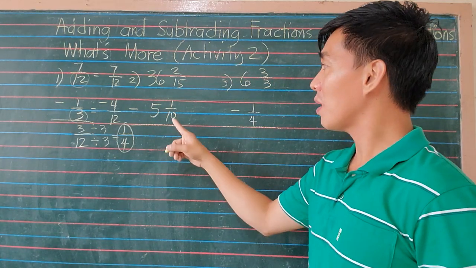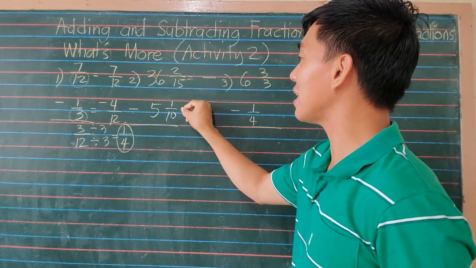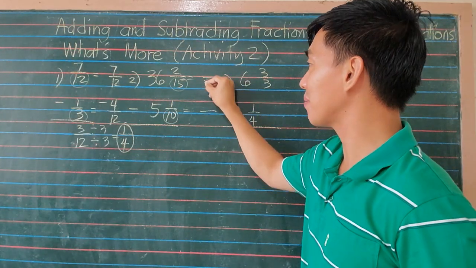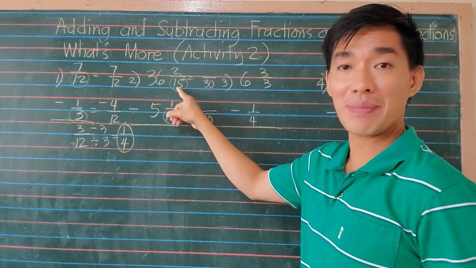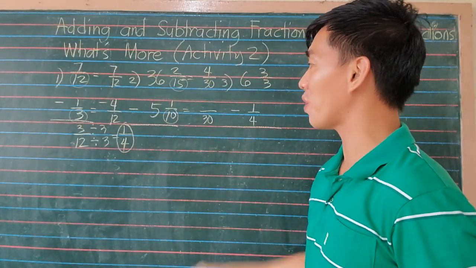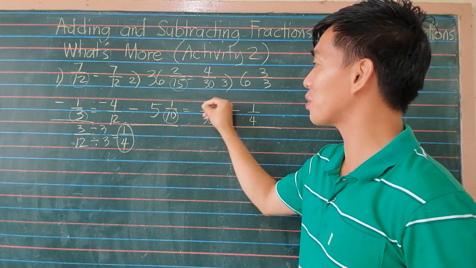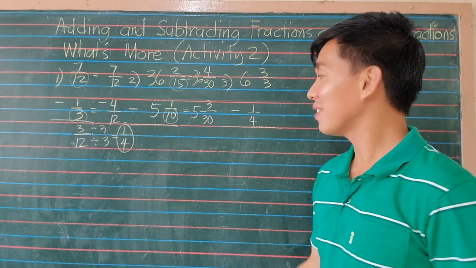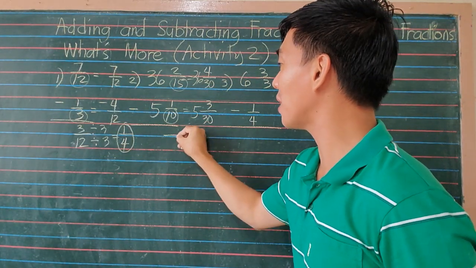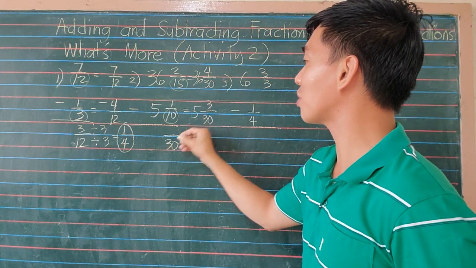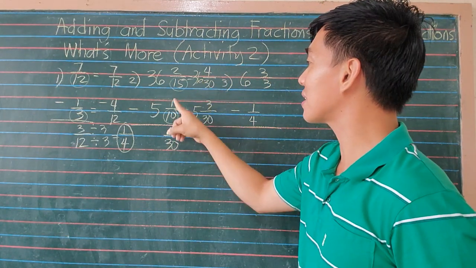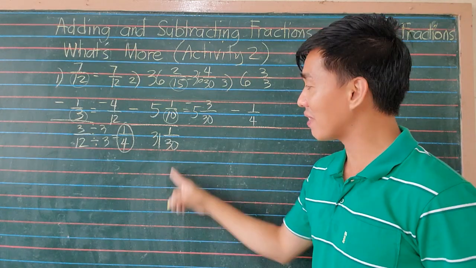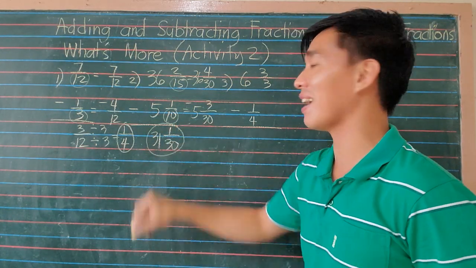For item number 2, look for the LCD of 10 and 15. Of course, they will meet at 30. So 30 divided by 15, that is 2 times 2, that is equal to 4. 30 divided by 10, that is 3 times 1, so that is equal to 3. Then copy 36 and copy 5. Now, all we have to do is copy their common denominator, which is 30, and subtract the numerators. 36 minus 5, that is equal to 31. That's already in the simplest form, and that's not improper, so that's already our final answer.